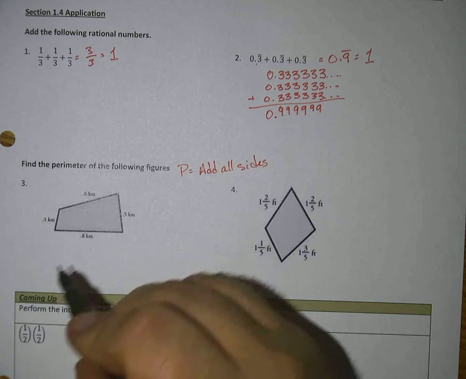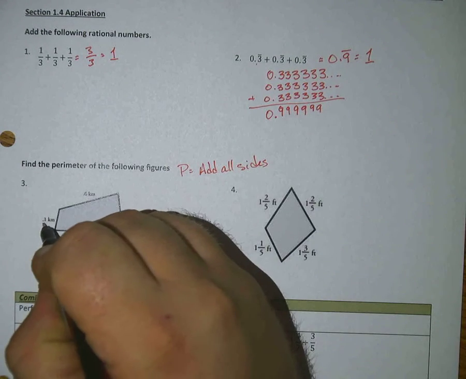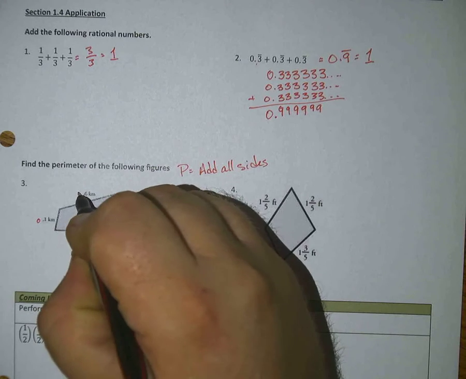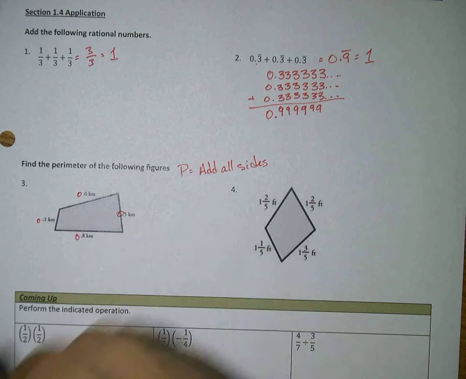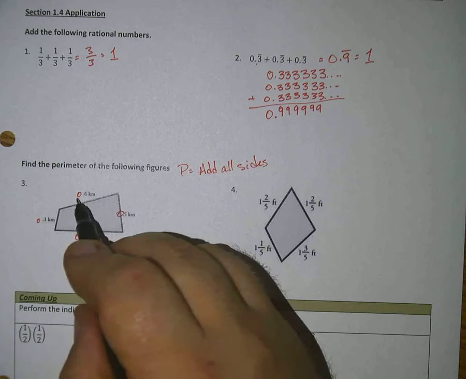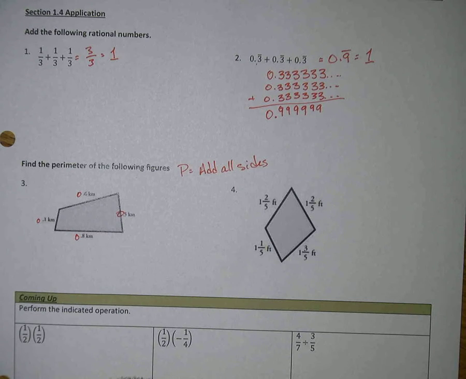Okay. Now it's kind of hard to tell on these, especially on the video, but these are all point numbers, so they're all tenths of a kilometer. I have 0.1, 0.6, 0.5, and 0.8. All you have to do is add up all those, and you're going to get your answer.